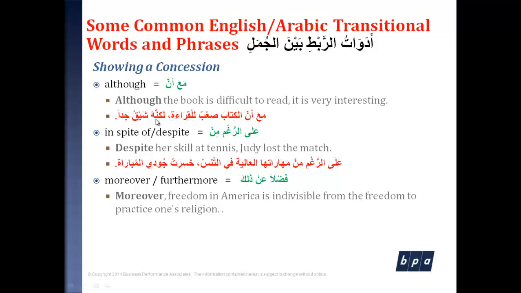لكنه, but it is, شيق جدا. It is very interesting.